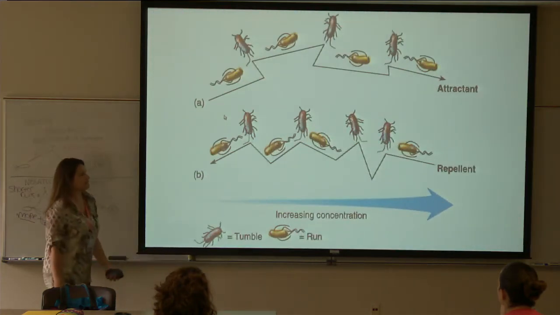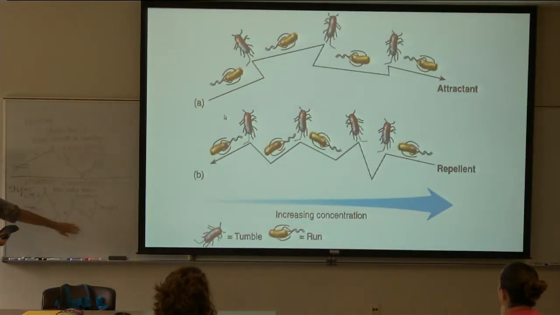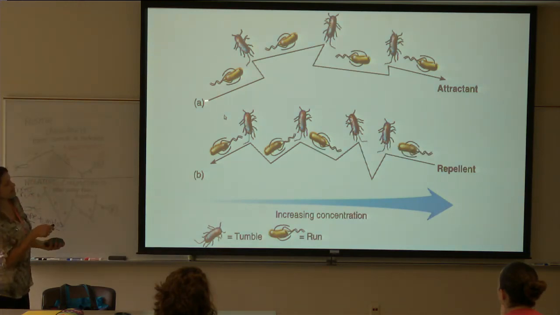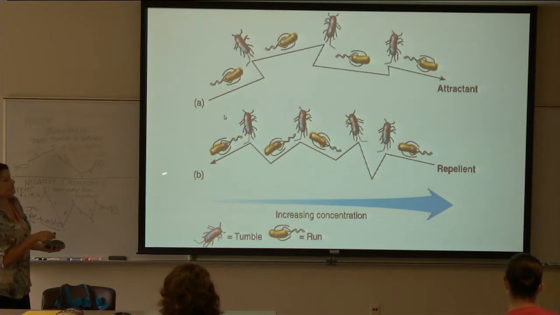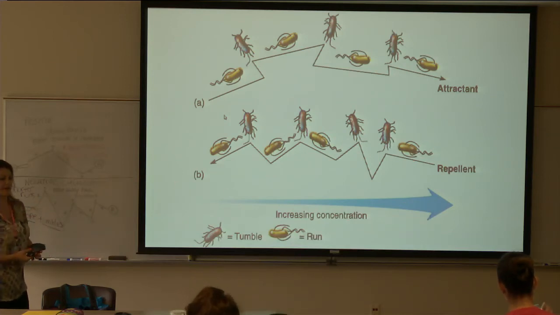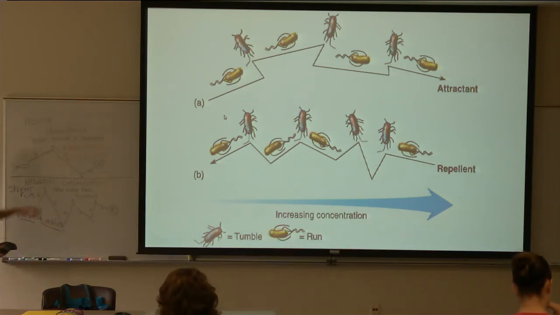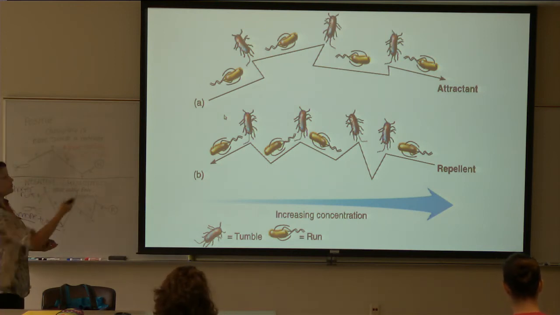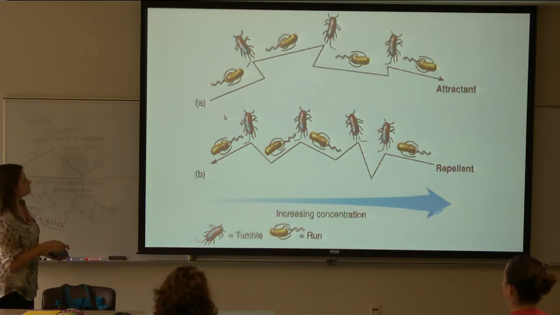This image right here is exactly what I drew here. It's illustrating the difference of positive chemotaxis on the top, so moving towards an attractant, negative chemotaxis on the bottom, moving away. This picture used to be in the textbook, but they took it out when they updated the textbook, which is why we drew these on the board, so at least you have that illustration. And of course, you can access the Prezi.